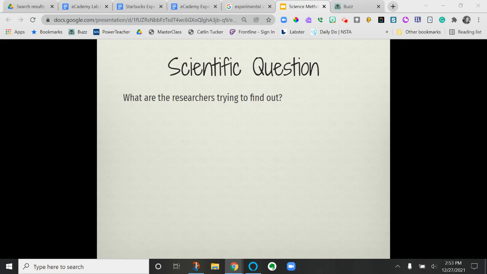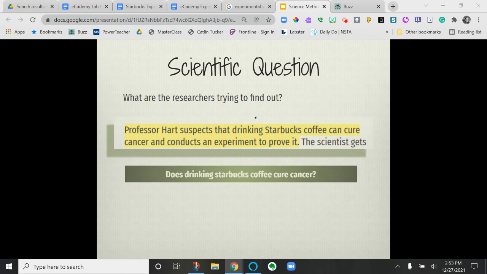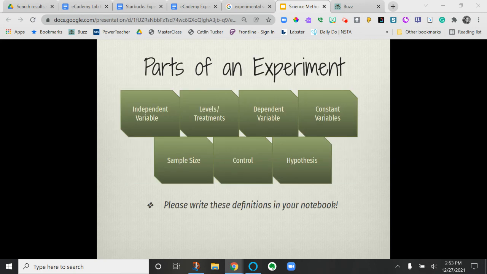So let's get back to Professor Hart's experiment. As you can see here, the professor suspects Starbucks coffee can cure cancer. So, what could a possible scientific question be? Does drinking Starbucks coffee cure cancer? Is this testable? Yes. Is this measurable? Yes. We're going to be moving on to specific parts of the experiment next.